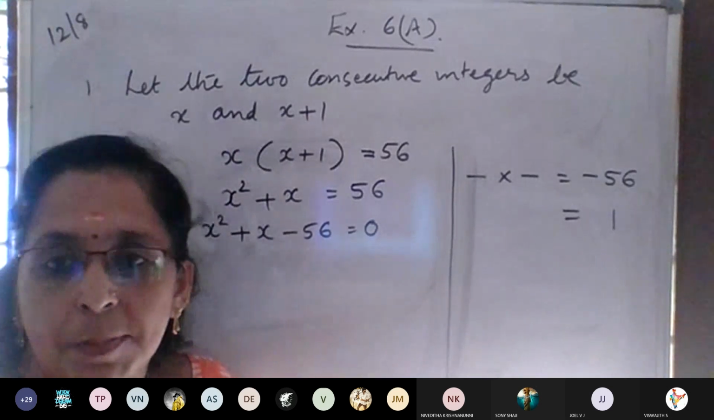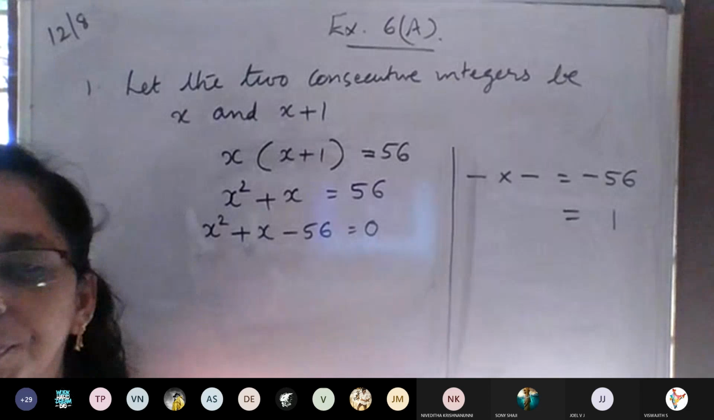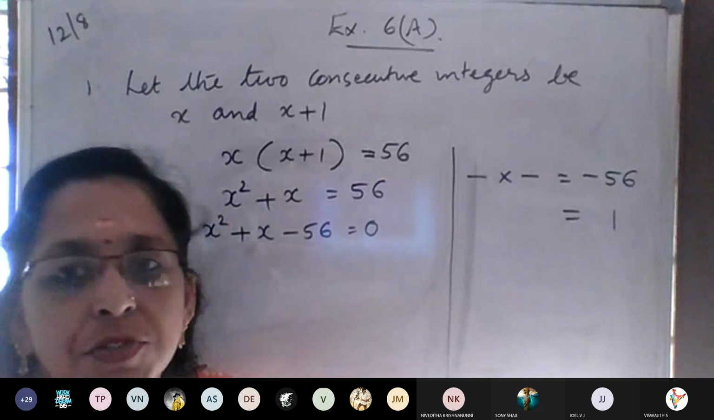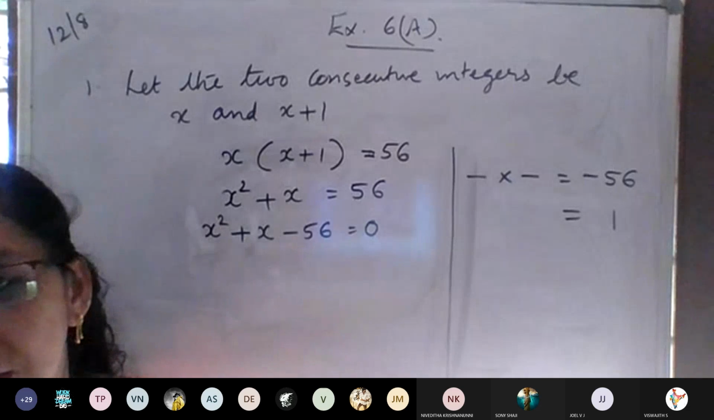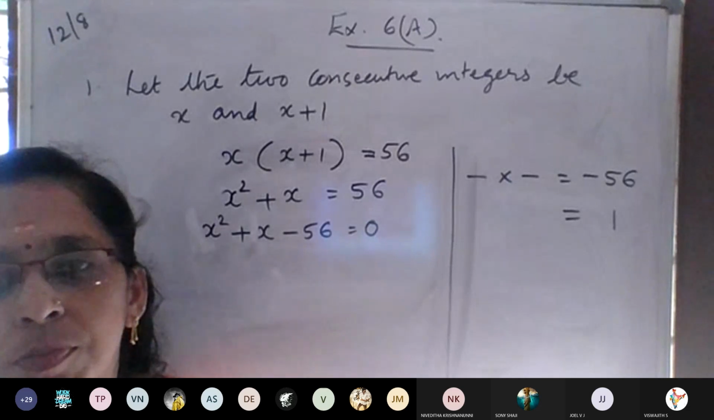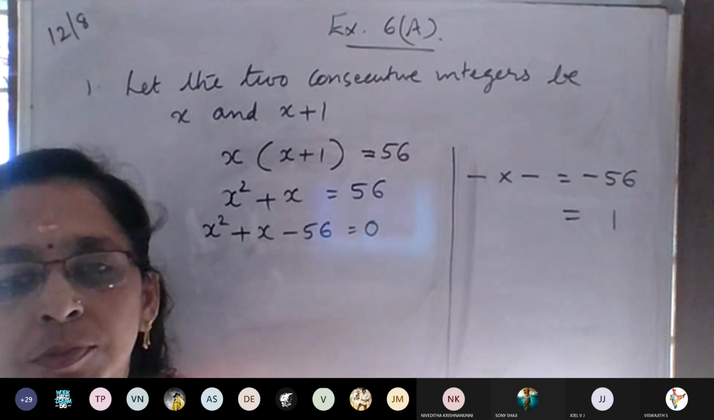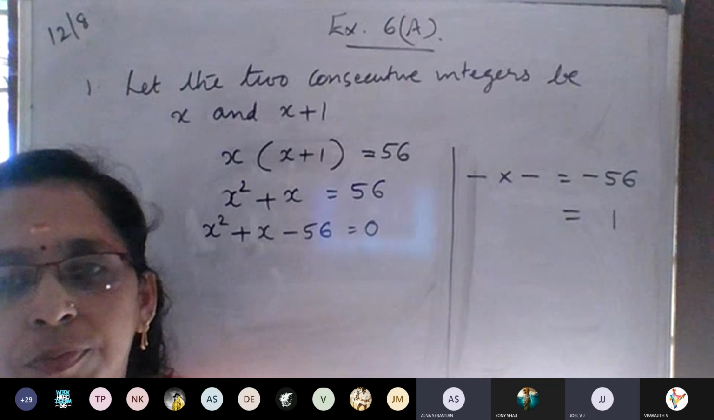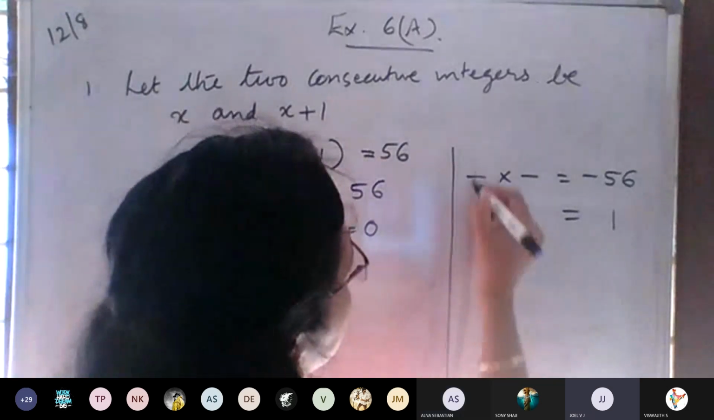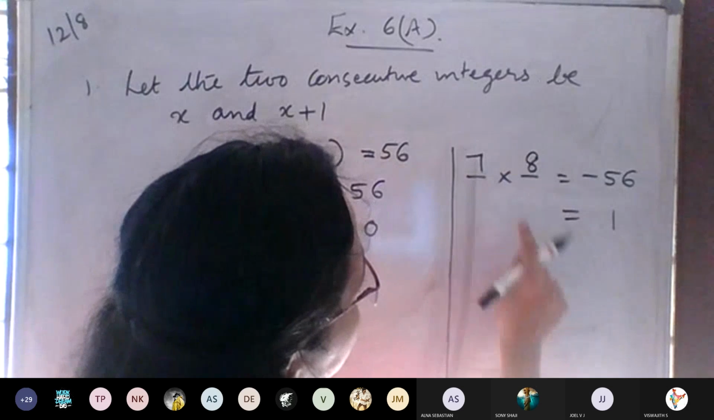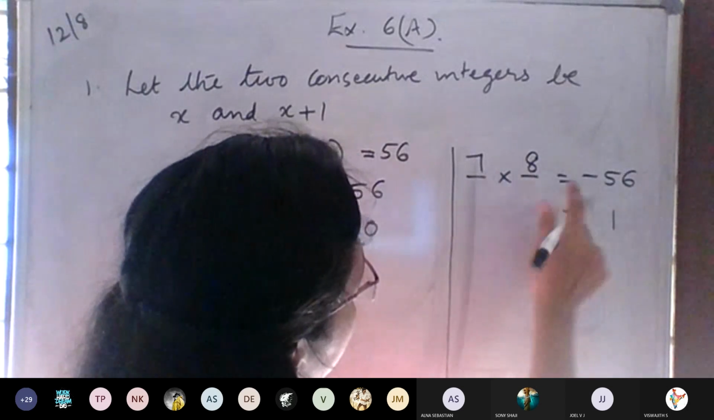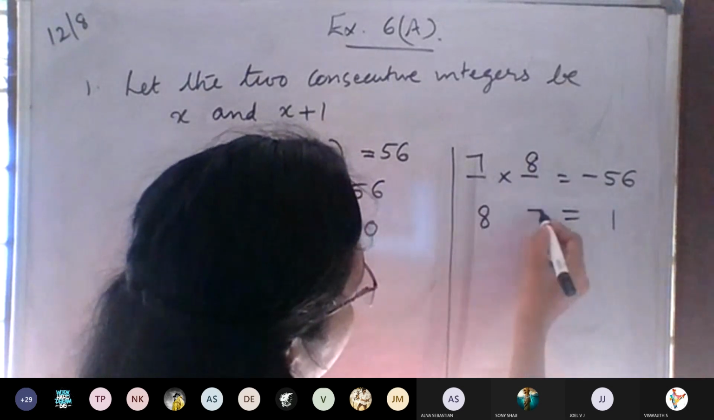56. If you think of the multiplication table, in which table is 56 coming? Is it possible? Negative 8 and 7. 7 into 8 is 56. Then 8 and 7.